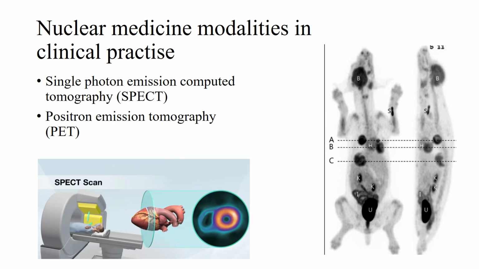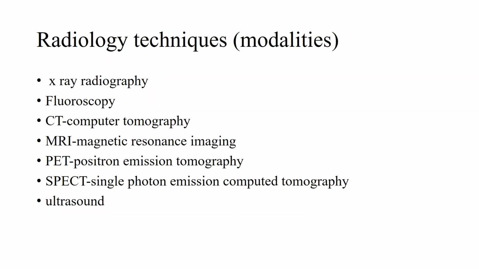The nuclear medicine modalities in clinical practice, as you can see, include two different types, PET and SPECT. These two are being used in nuclear medicine, and they give even better results as compared to plain radiography. SPECT is single photon emission computed tomography, whereas PET is positron emission tomography.